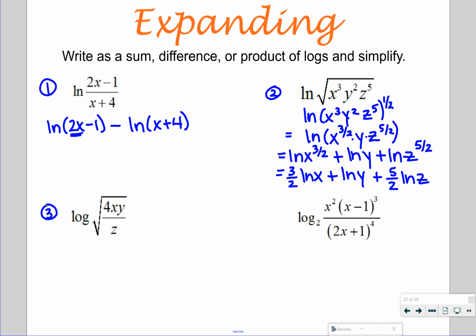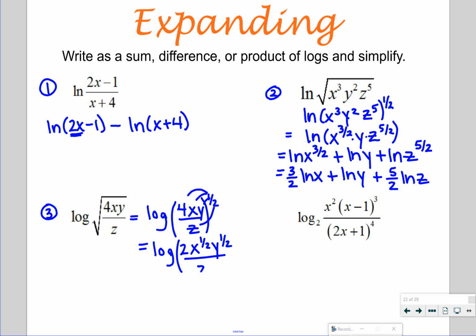All right, let's look at the next one. Again, I have a square root, so I'm going to change that to a 1/2 power. So 4xy over z to the 1/2 power. Okay, so the first thing I can do is I can take everything to the 1/2 power that's inside here. Again, this is just using one of my exponent properties, I guess. 4 to the 1/2 power, that means square root of 4, and that just gives me 2. X to the 1/2, y to the 1/2, z to the 1/2.